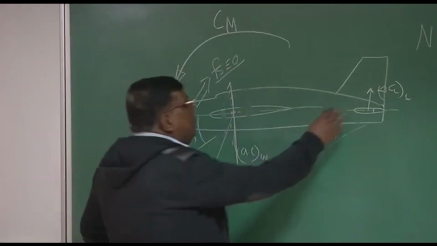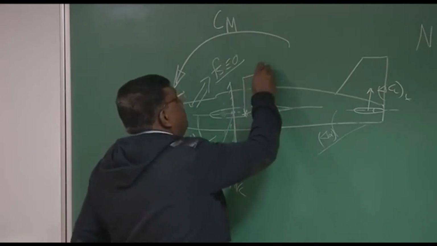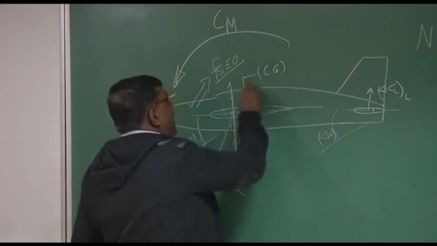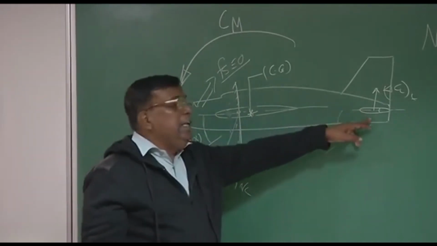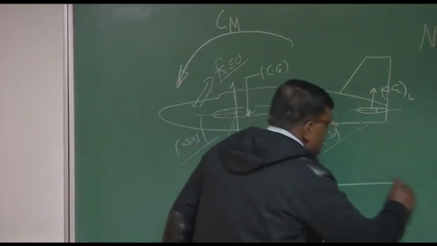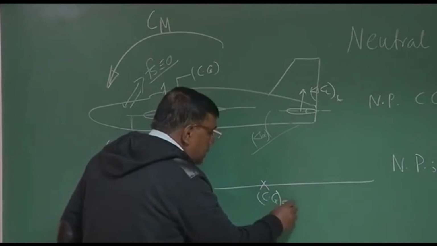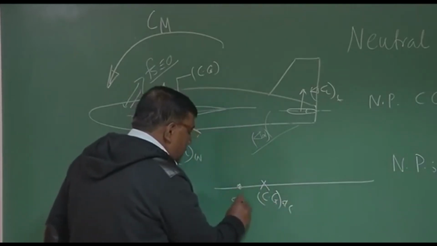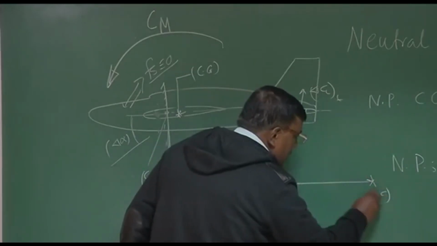But the moment you have put tail, you can easily, to some extent, to some degree, put CG behind AC of the wing also. Because the tail will take care of the restoring moment. What will happen? Suppose this is the CG of the aircraft. This is the AC of the wing. And here, AC of the tail.